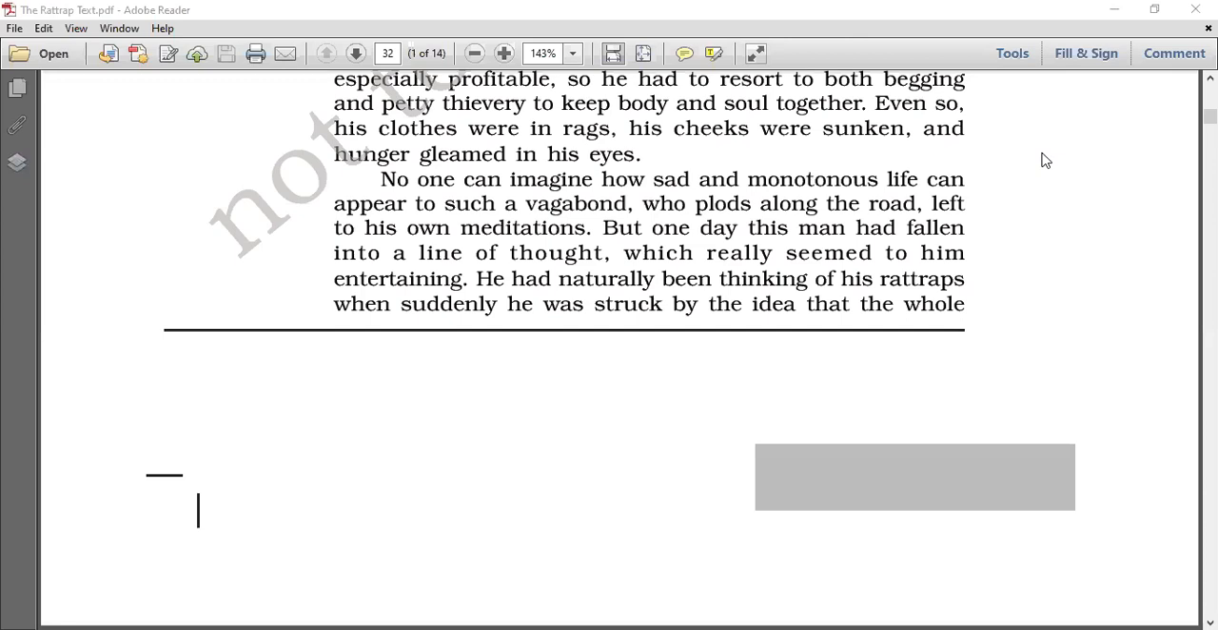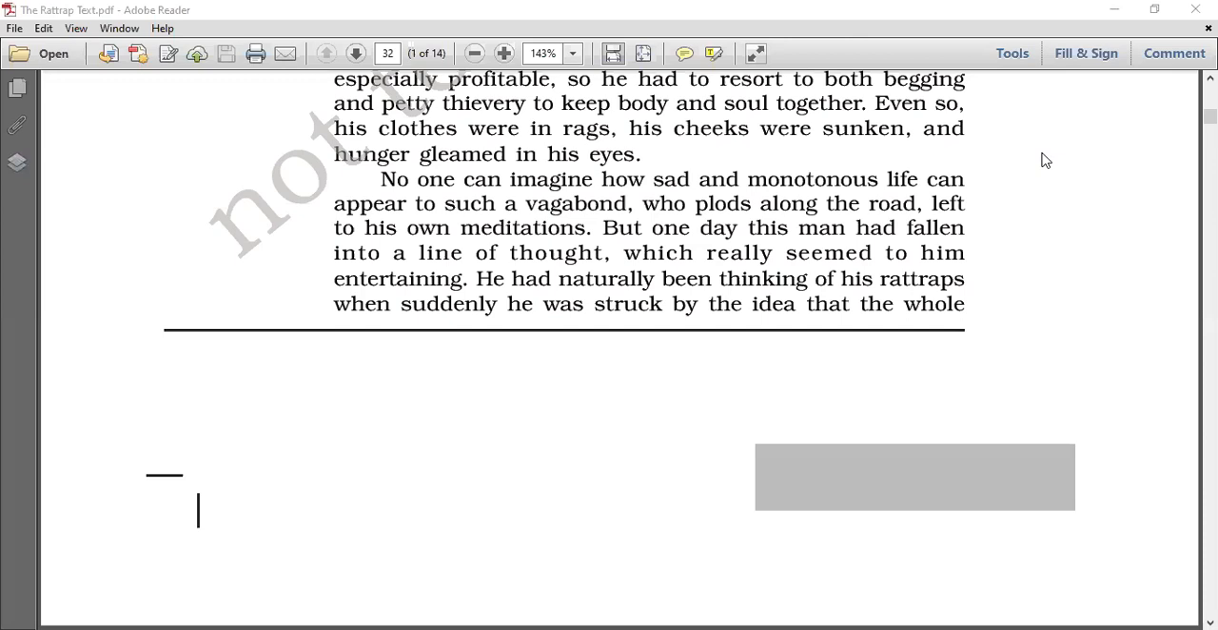So here, but one day this man, that means the rat trap seller or tramp or vagabond, the protagonist of the story, had fallen into a line of thought. Underline that: a line of thought means maybe a thought, maybe a philosophy. What is the meaning of philosophical thoughts? They only give us something, those who have experienced a lot. He was experienced, that's why.